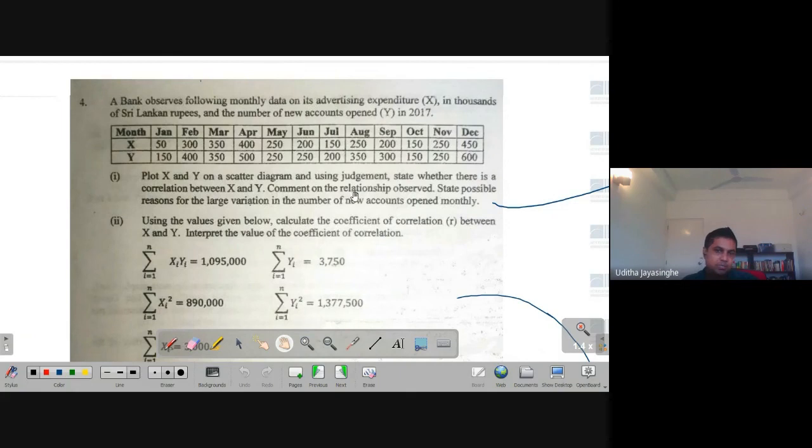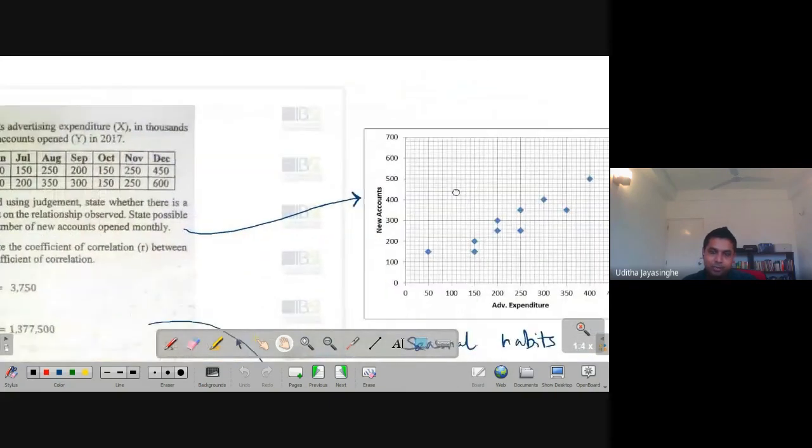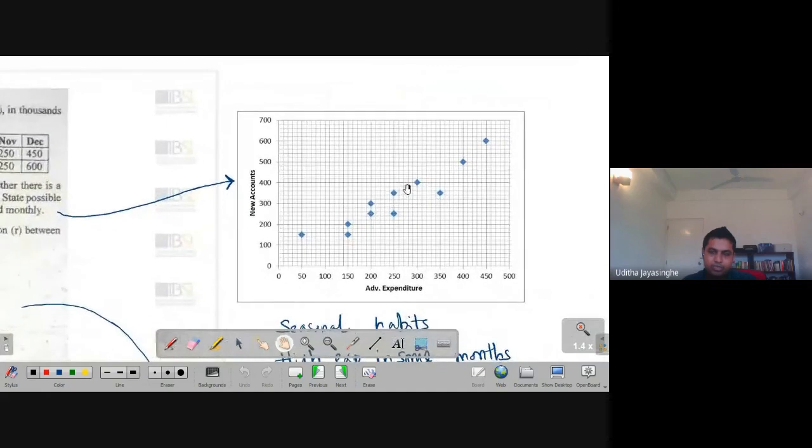Comment on the relationship observed. State possible reasons for the large variations in the number of new walk-on accounts monthly. But for that 5 months, you have to do a lot of work. I just use Excel to do this nice graph.